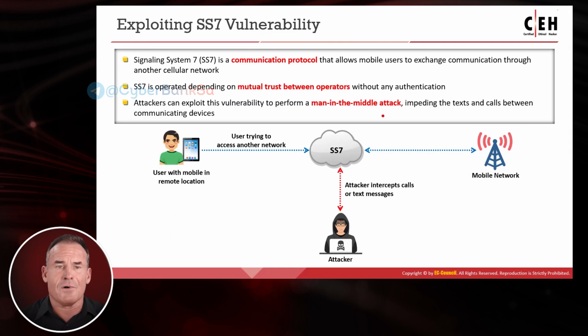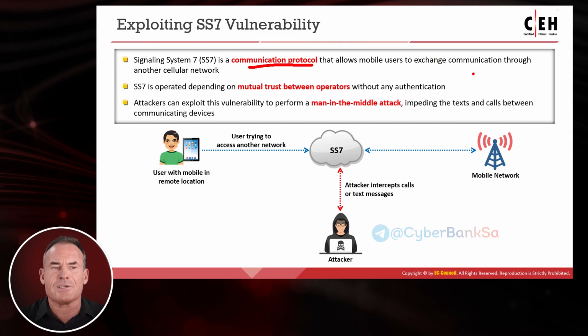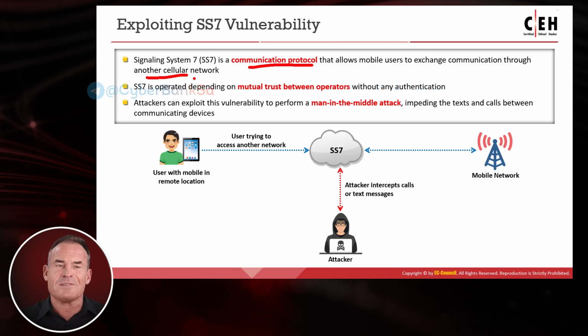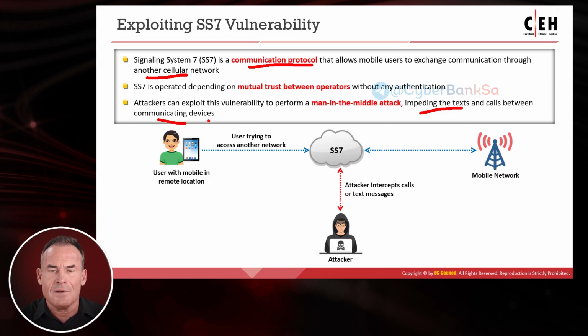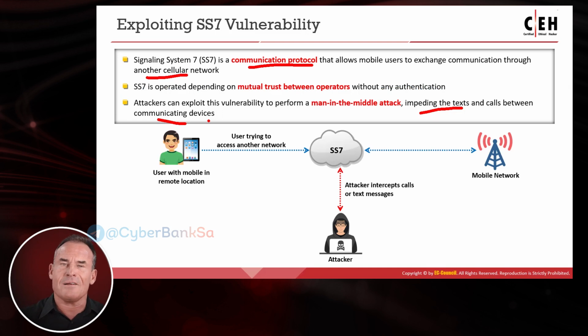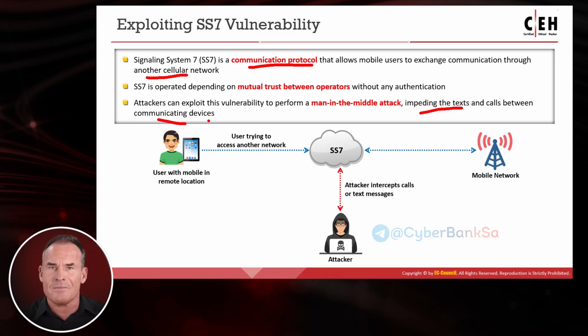All right, SS7 vulnerability. Signaling System 7 is a communication protocol which allows mobile users to exchange communication through another cellular network or non-home network. There are vulnerabilities based on the mutual trust or honor system between operators that allow you to perform a man-in-the-middle attack, which lets you intercept text and calls between communicating devices. Now, that may lead to the compromise of multi-factor authentication, where you're having to send or receive a text where you enter the PIN sent in the text. That could lead to an exploitation of MFA.